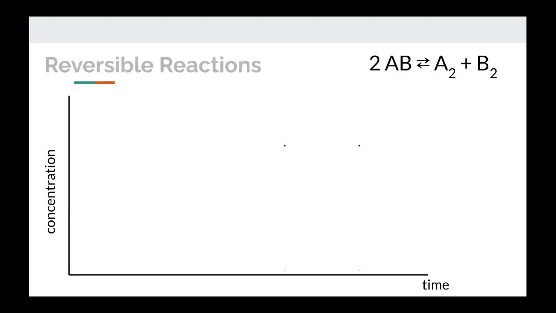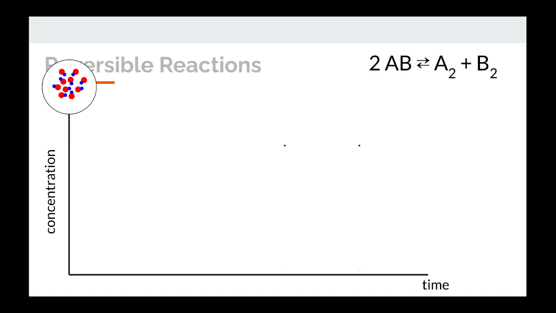I think the easiest way to start thinking about reversible reactions is to look at a generic reaction that's not really a real reaction. So here we have a reaction of a compound, AB, 2 moles of it, that are going to decompose into 2 elements that are diatomic, A2 and B2. So this is a little microscopic picture of our starting point.